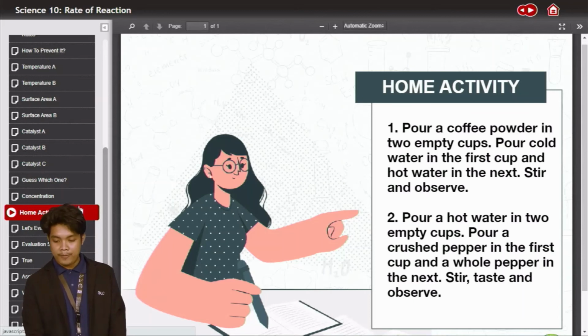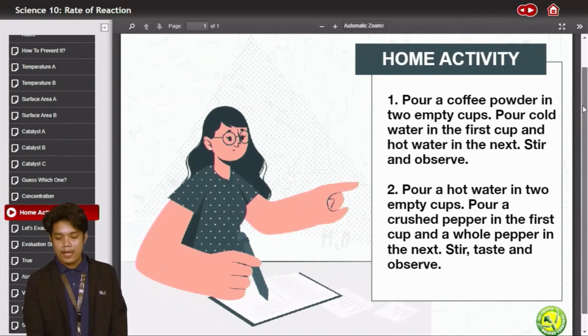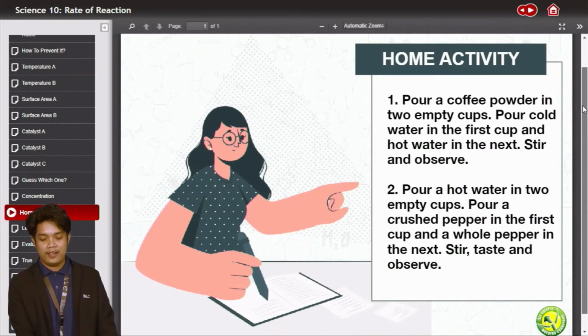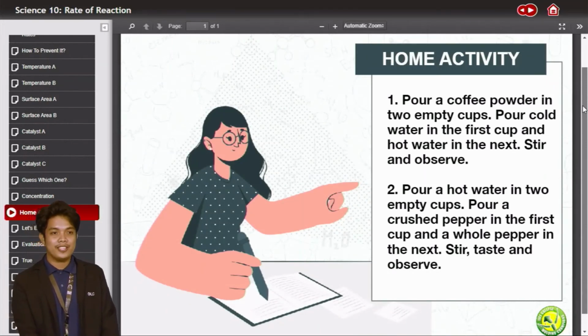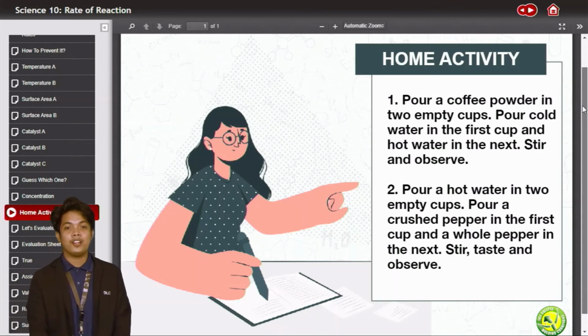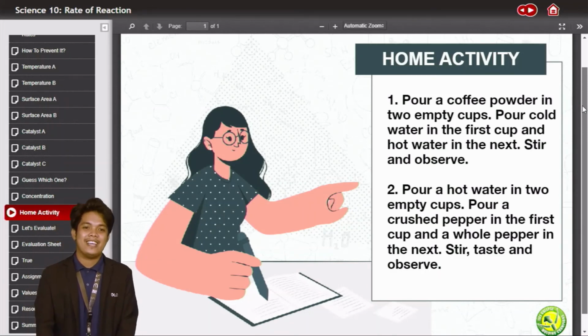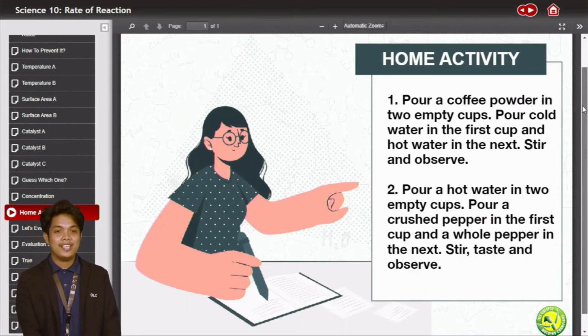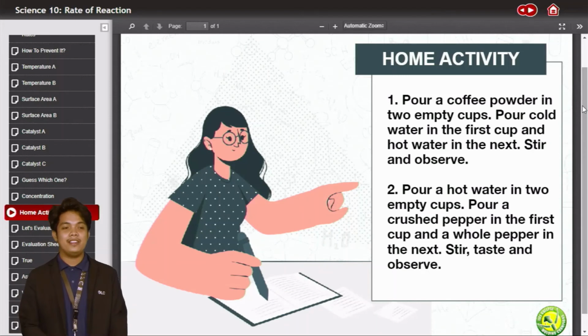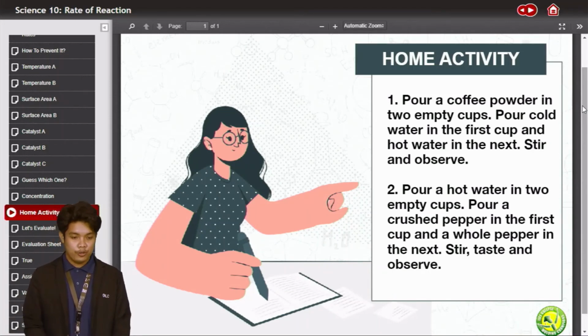Pour a coffee powder in 2 empty cups. Pour cold water in the first cup and hot water in the next one. Stir and observe. The second activity is to pour hot water into 2 empty cups. Pour crushed pepper in the first cup and the whole pepper in the next one. Stir, taste, and observe. Pause the video, do the activity and write it in your notes.